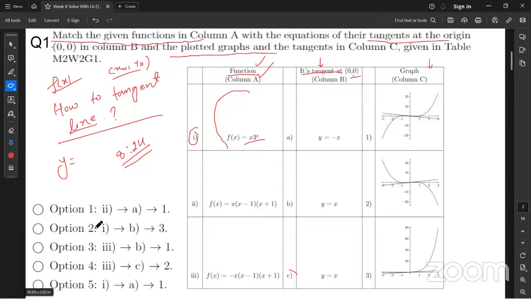Okay. Just see the options. What are the options saying? 2 mapping to A, mapping to 1. 1 mapping to B, mapping to 3. 3 mapping to B, mapping to 1. And 3 mapping to C, mapping to 2. 1 mapping to A, mapping to 1. Okay, these are the options that we have.